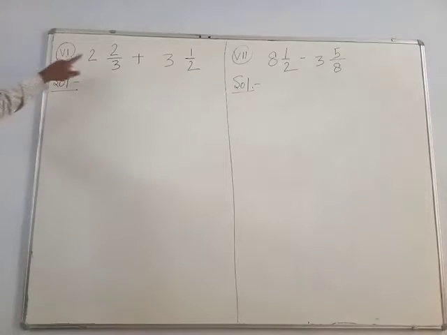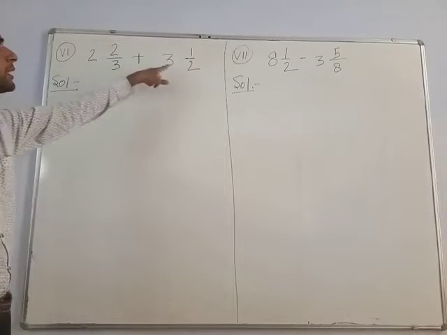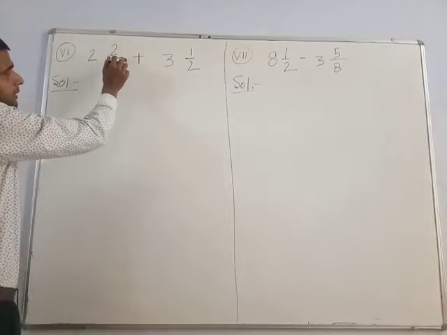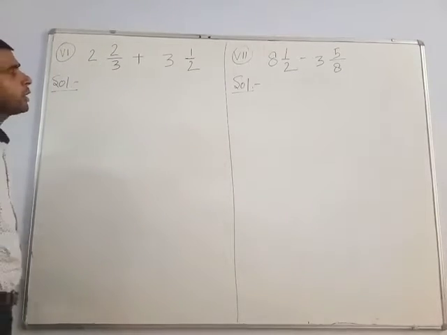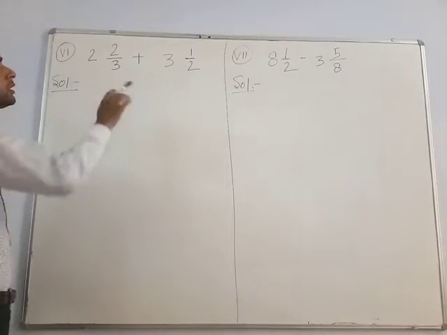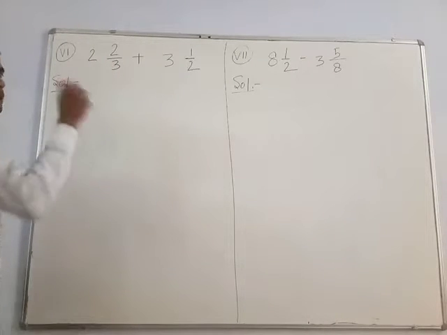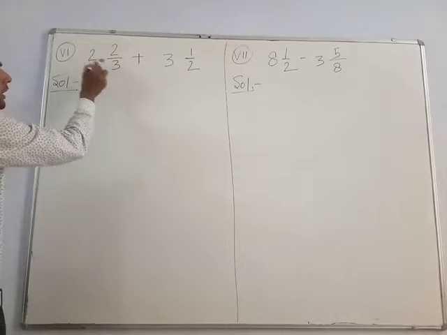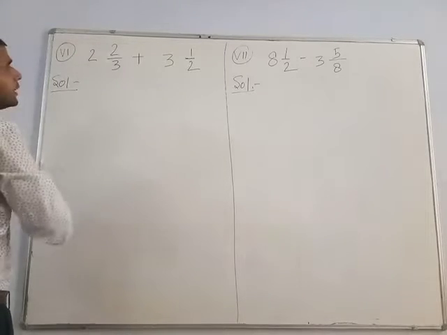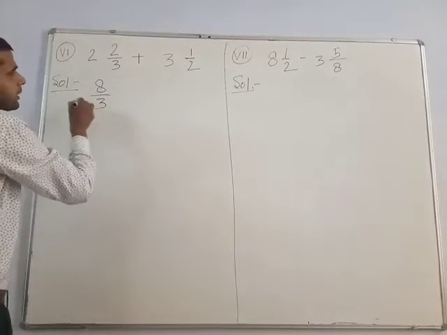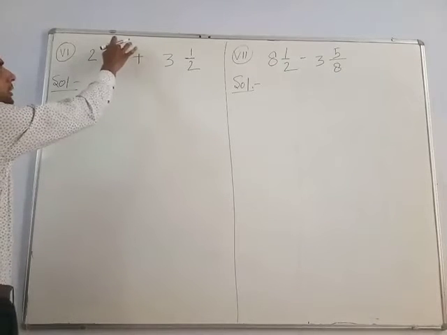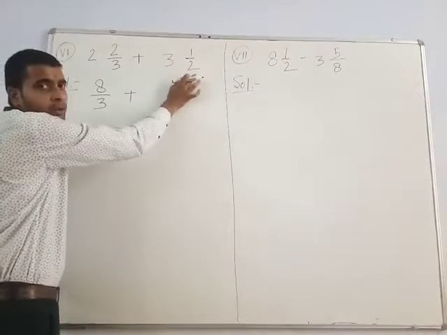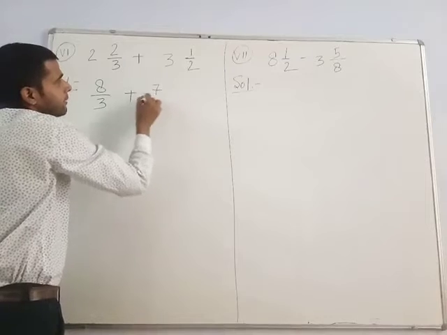Then the seventh: 2 and 2 upon 3 plus 3 and 1 upon 2. So this is a mixed fraction. A mixed fraction you first convert into an improper fraction, because a mixed fraction is also a type of improper fraction. First 3 into 2, 6. 6 plus 2, 8. So that is 8 upon 3. Plus 2 into 3, 6. 6 plus 1, 7. 7 upon 2.